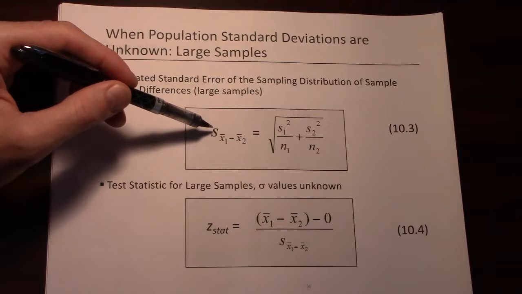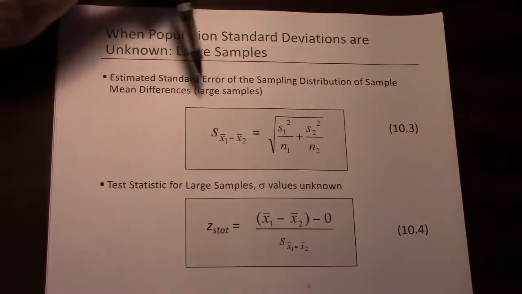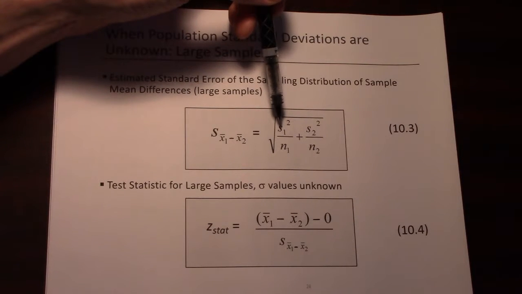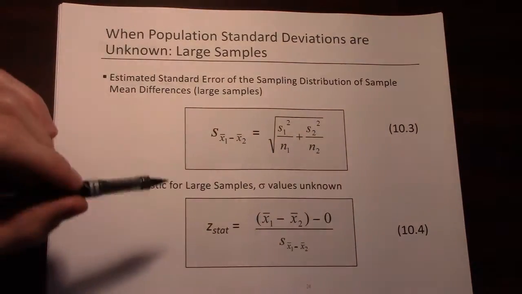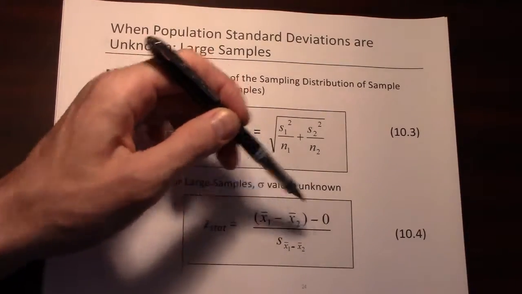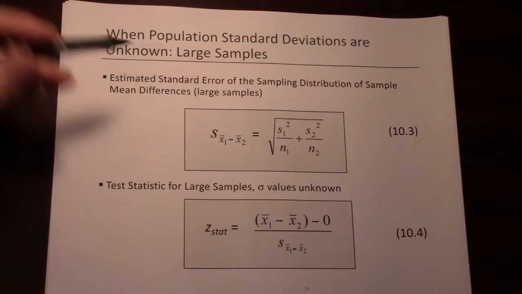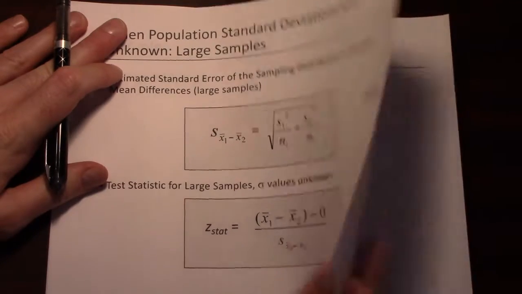So to get the standard error of the sampling distribution of the sample mean difference, we substitute in our sample standard deviation for population 1, population 2, sample size 1, sample size 2, and we take the difference in our means and we divide that by the number of standard deviations that we calculate. All right. Let's do an example.